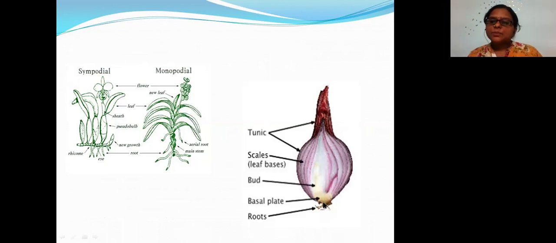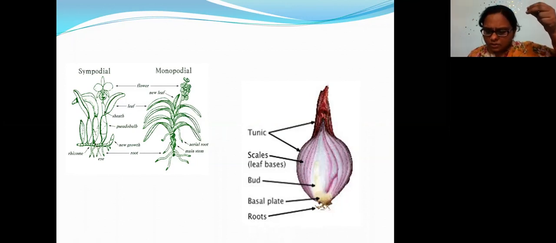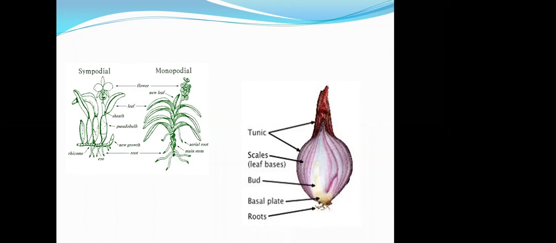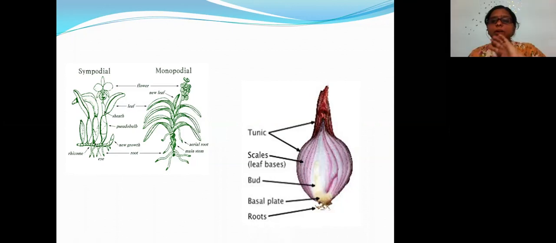Okay, suppose you have grown onions in your home to get that green stem which comes out, which you use for salads. I forgot the name. Spring onions, right? Yes, Priya, spring onion.